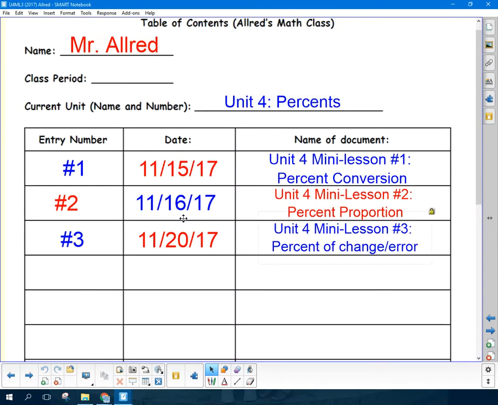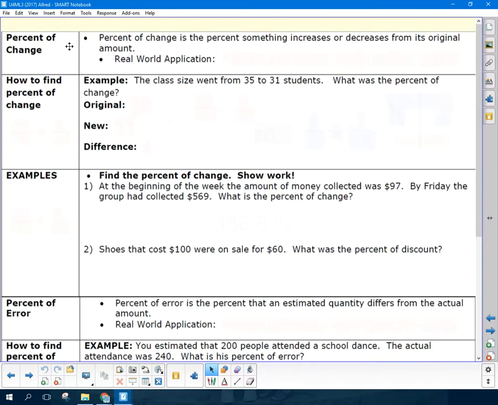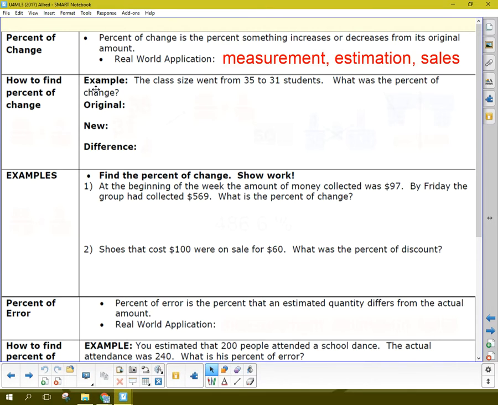Okay? This is the third entry in your table of contents, Unit 4, mini lesson number 3 on percent of change and percent of error. Let's get started. Percent of change is the percent that something increases or decreases from its original amount. We see this lots of times when we measure things, when we estimate things, and in the world of sales. Remember that in the last mini lesson, we said that we could use the same proportion to solve very many of these word problems. And we can use a very similar one to solve these word problems.